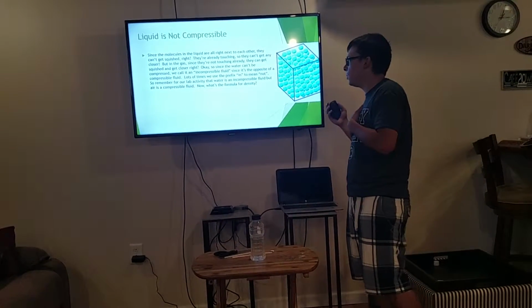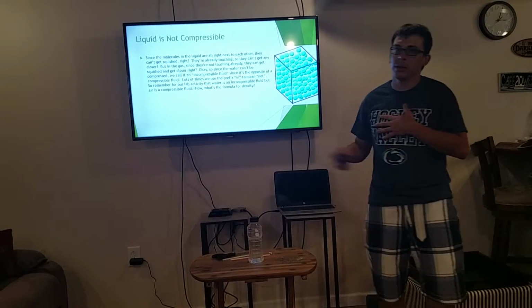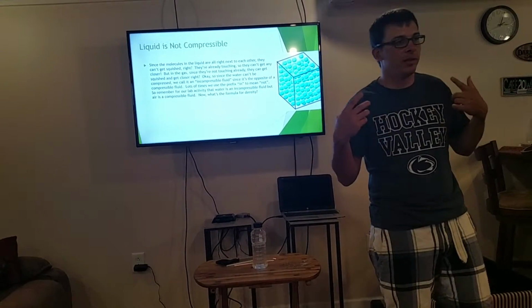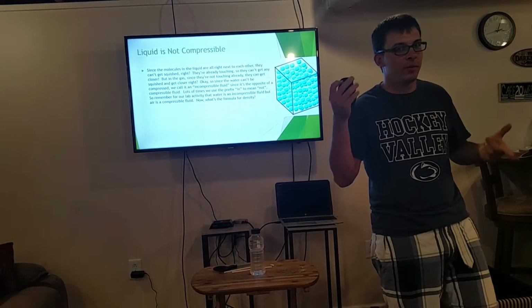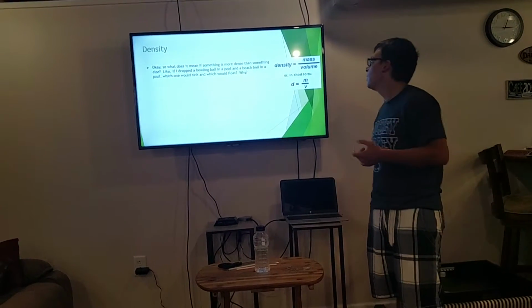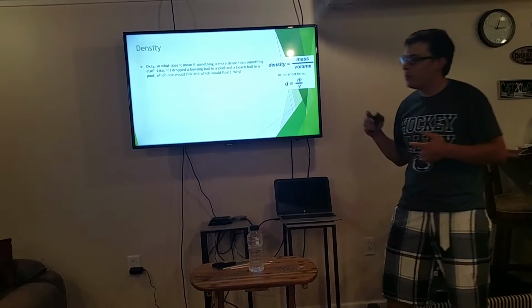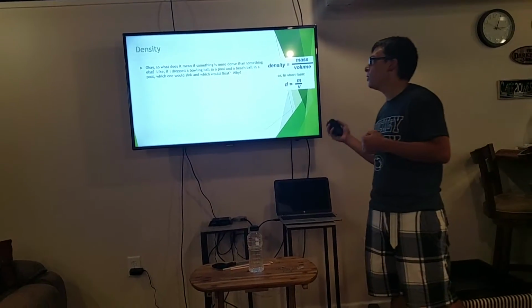Now, what's the formula for density? Again, we talked about this before. I let the kids talk around and raise their hands. We discussed what the formula for density is. Density equals mass over volume, or in short, D equals M over V.